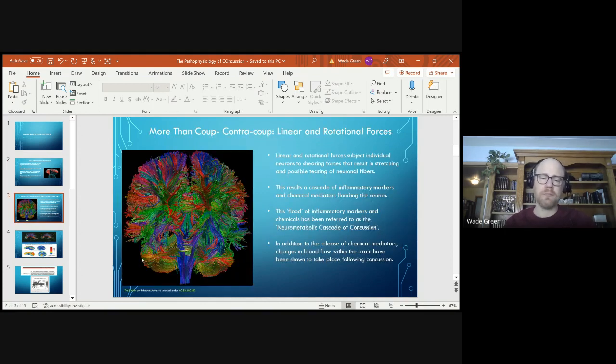So when someone takes a blow to the head, the body, the face, and sustains a concussion, there are essentially linear, so anterior, posterior, and rotational forces that actually happen on the neuron in the brain, and there actually can be essentially stretching and or potential tearing of those neurons, right?